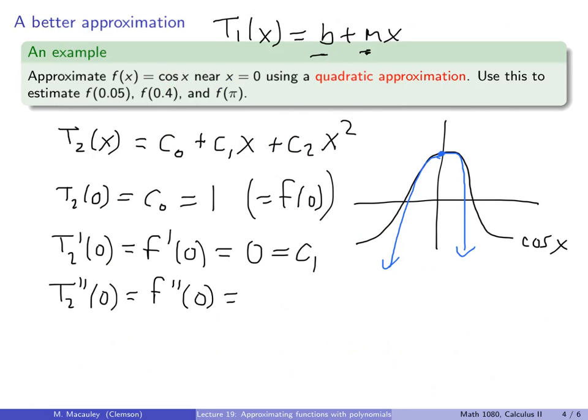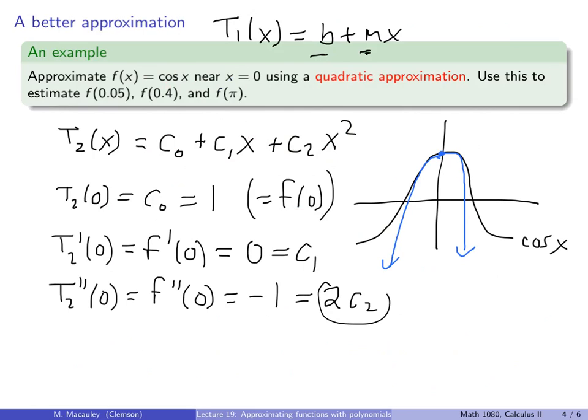And now the second derivative of cosine is negative cosine. Plug in 0, you get negative 1, so that's going to be negative 1. And now, let's pause a moment. What is the second derivative of t2? If you take two derivatives of t2, that goes away, that goes away, and the only thing left is this term, but this x squared turns into a 2. So in other words, this is going to be 2c2.